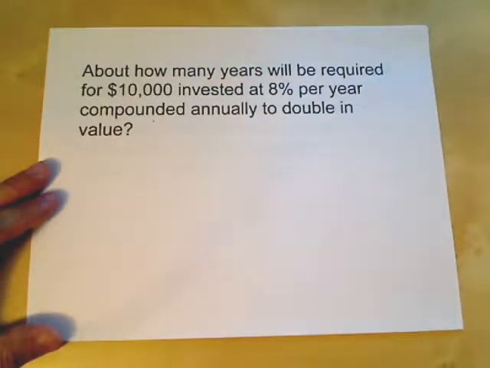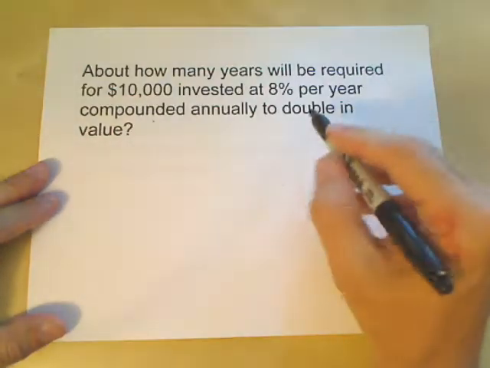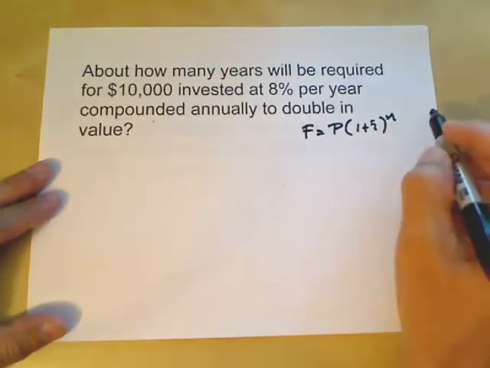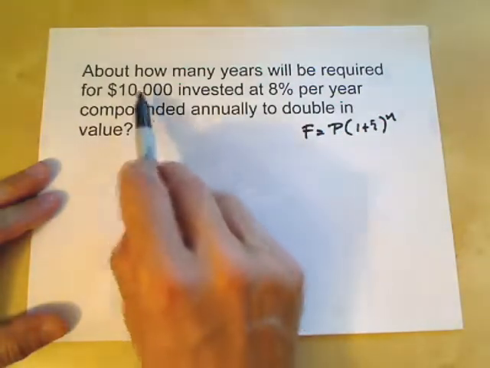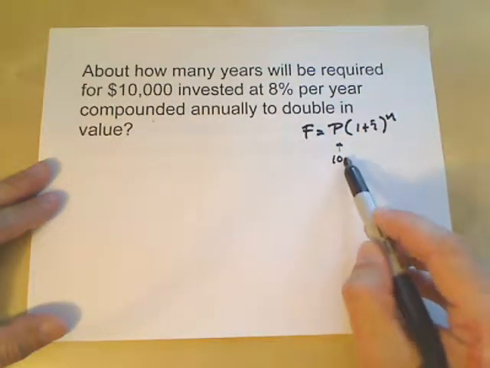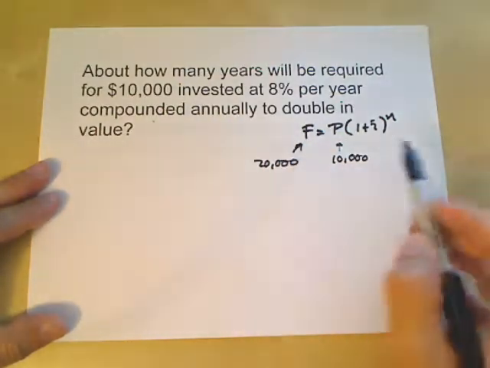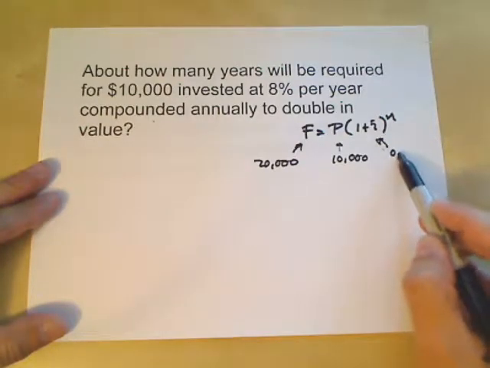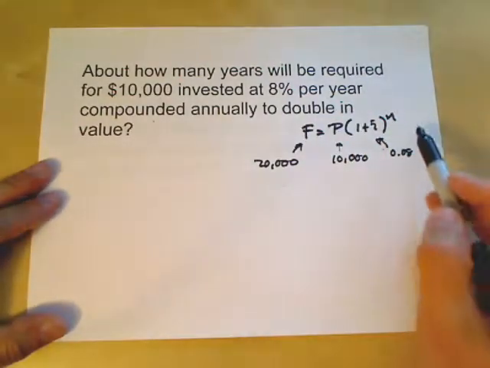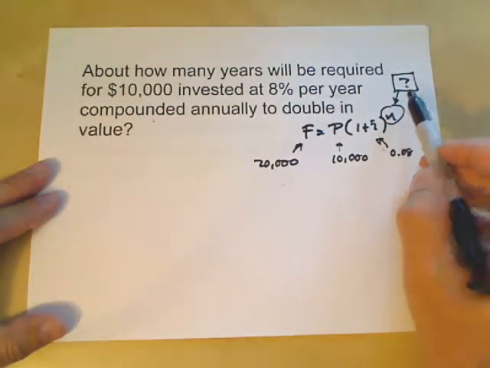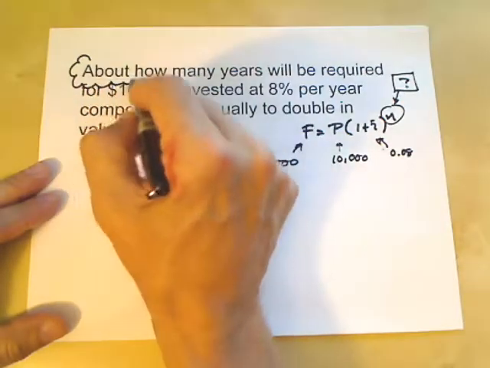How many years will be required for 10,000 invested at 8% per year, compounded annually, to double in value? Well, one way to think of that is F equals P times (1 plus I)^N. Here, it's giving us P, that's the 10,000. Double, it's giving us F, that's 20,000. It's giving us I, 0.08 per year. It's just asking you to solve for N. And we can do that exactly, but that's not really what the question wants to know.